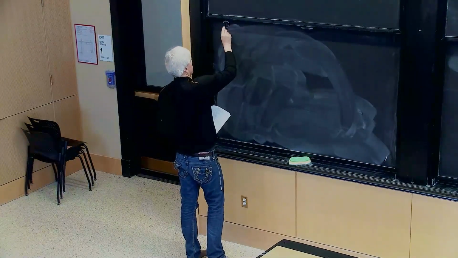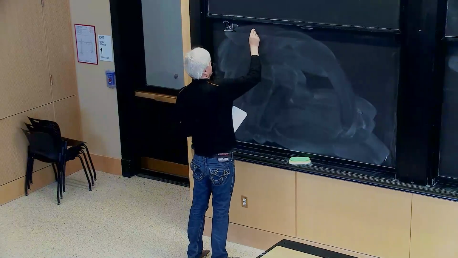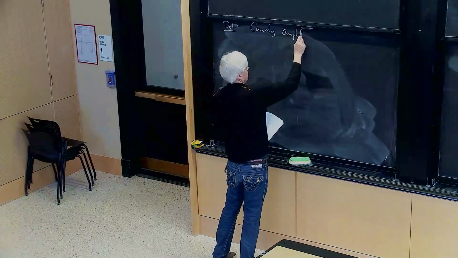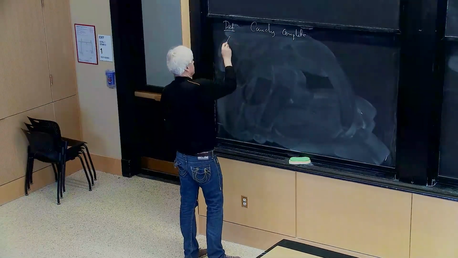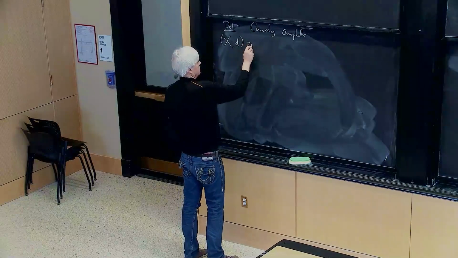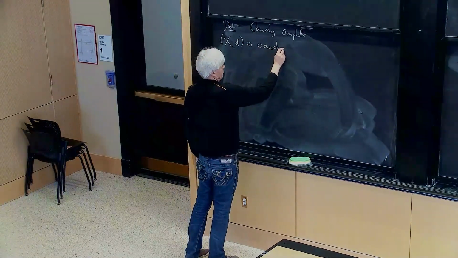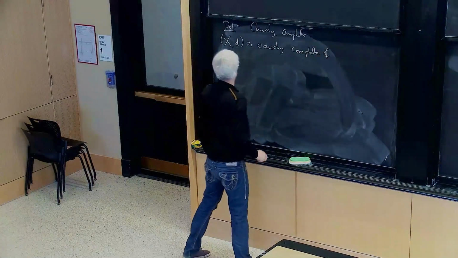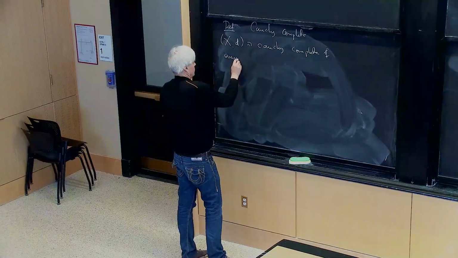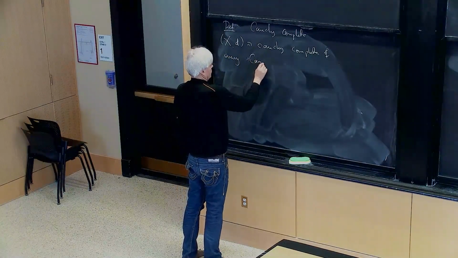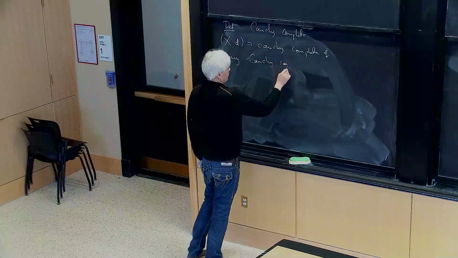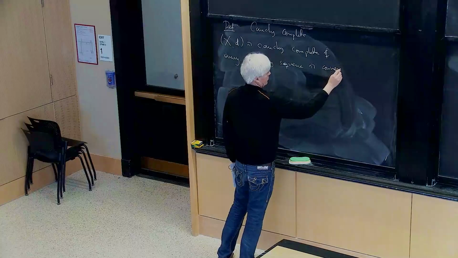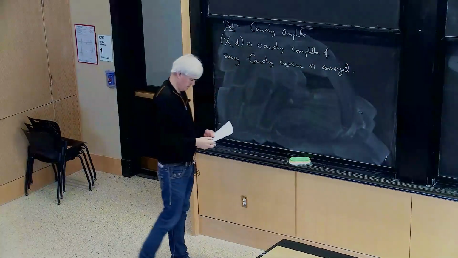So this is the following definition of being Cauchy complete. A metric space (X, d) is Cauchy complete if every Cauchy sequence is convergent. Okay.